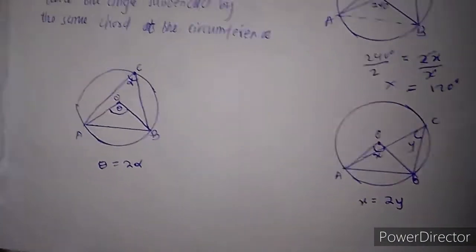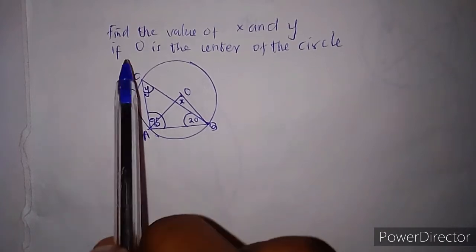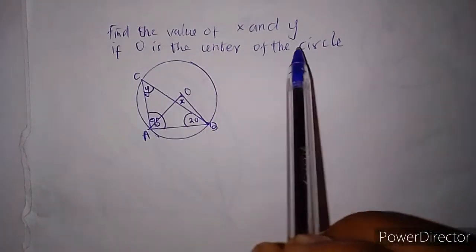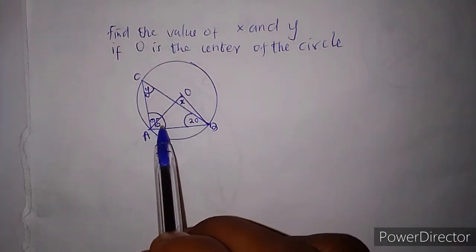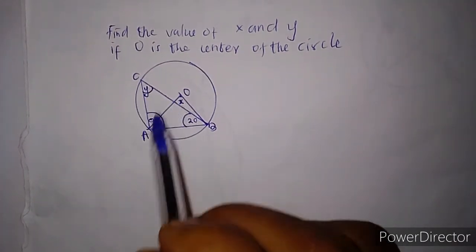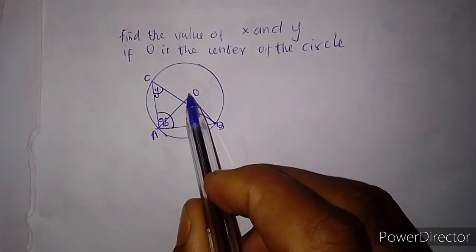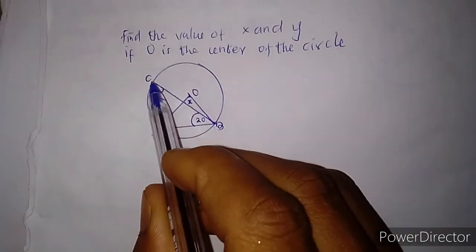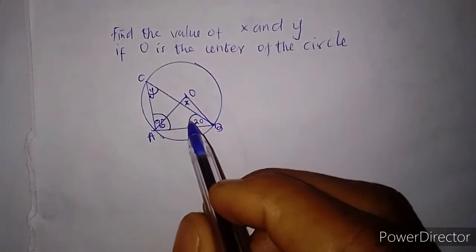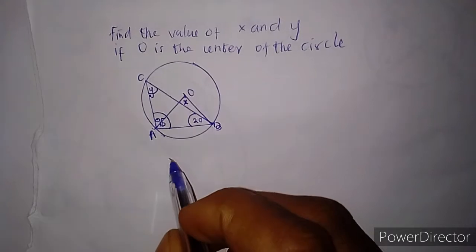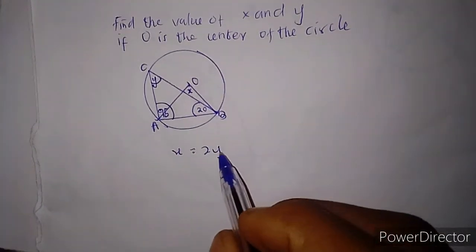Okay, so let's solve a question on that. Here you say find the value of x and y if O is the center of the circle. You see, this angle is 95 degrees, this angle is 20 degrees, this is y and x. But we know that chord AB is subtending an angle at O and is subtending an angle at C too. And we know that the angle at O, that's the center, should be 2 times the angle at the circumference. So let's form our equation. x is equal to 2y.